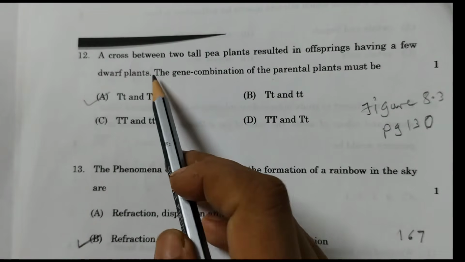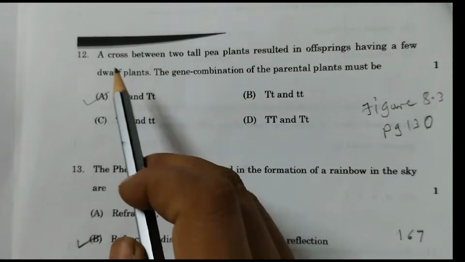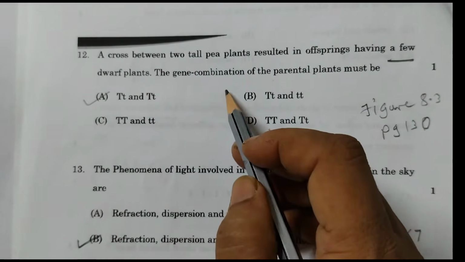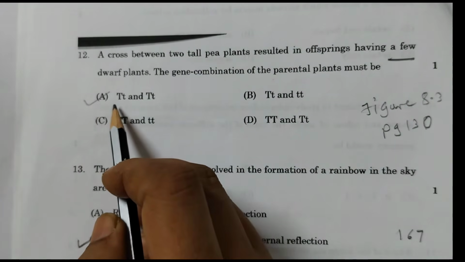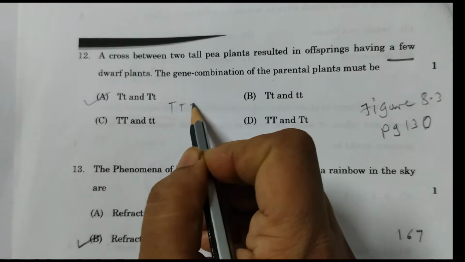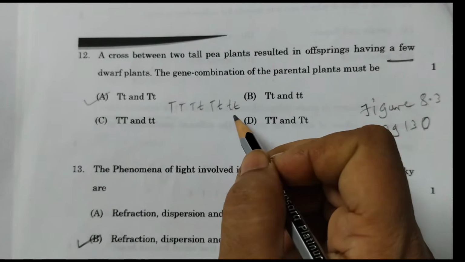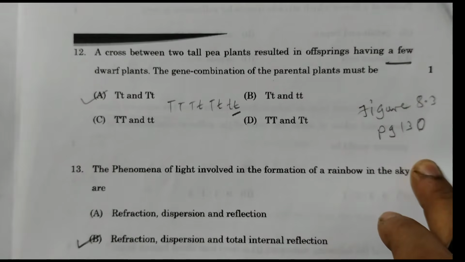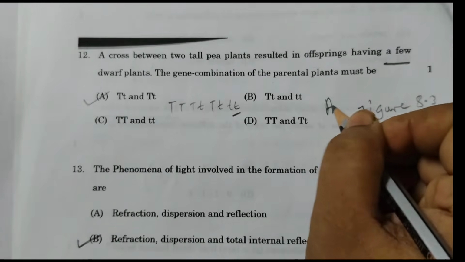Question number 12. A cross between two tall pea plants resulted in offsprings having a few dwarf plants. The gene combination of the parental plants must be, the answer for this is option A, TT and Tt. If you crossbreed this, you will get TT, Tt, again Tt and tt. So this portion is of dwarf plants, and this is given in page number 130, figure 8.3. Correct option A.